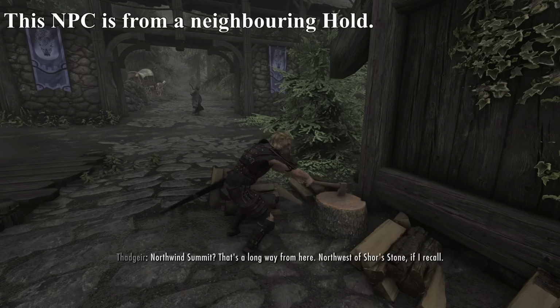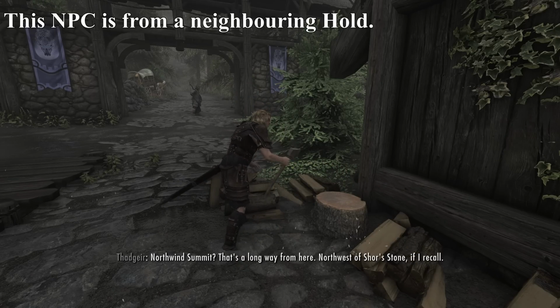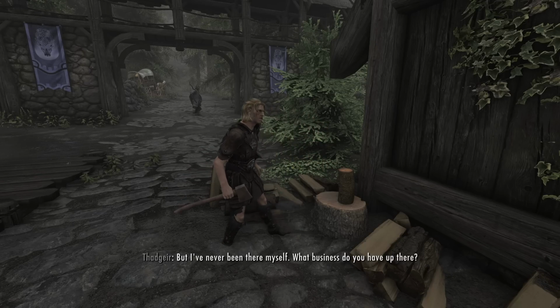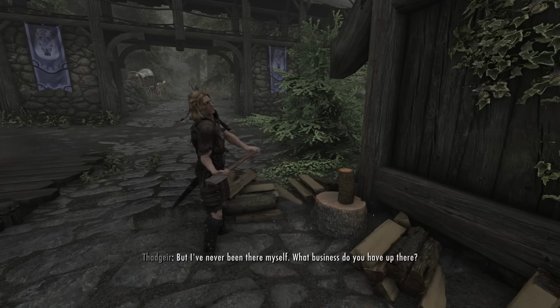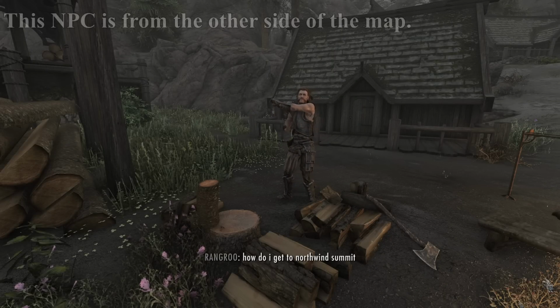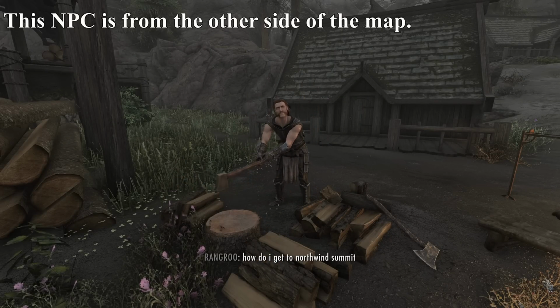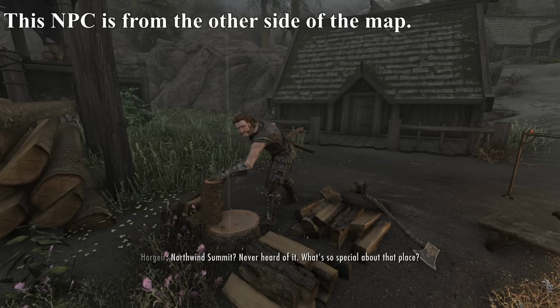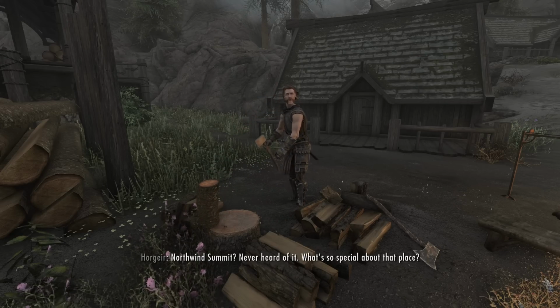Northwind Summit? That's a long way from here. Northwest of Shore's Stone, if I recall. But I've never been there myself. What business do you have up there? How do I get to Northwind Summit? Northwind Summit? Never heard of it. What's so special about that place?